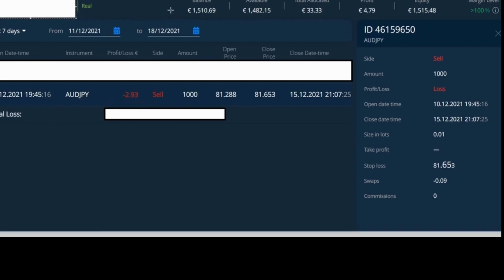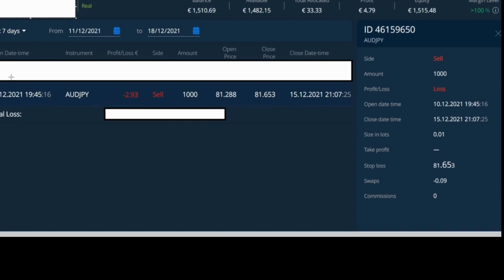As you can see, this is the real account. My balance is around 1,500, and here I risked roughly €3, which is 0.2% of my whole overall portfolio. I took the trade at around 19:45 on December 10th, and the open price was at around 81.288, and this was my stop loss, which was then triggered.